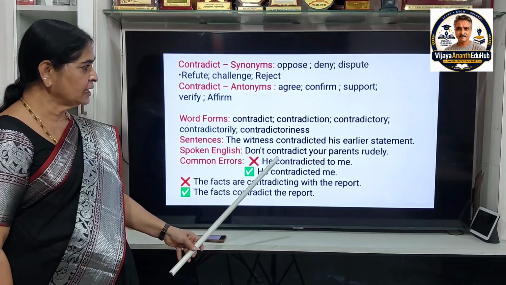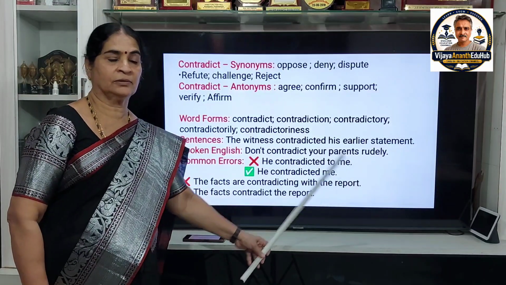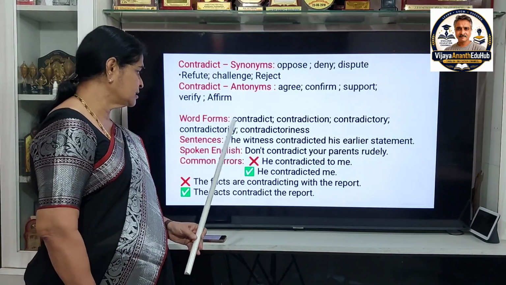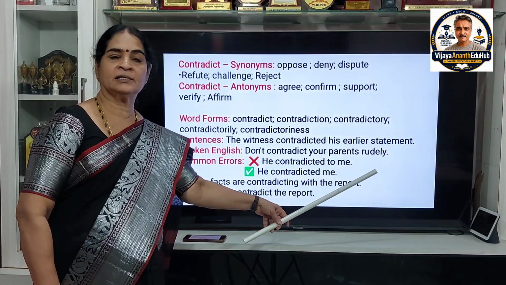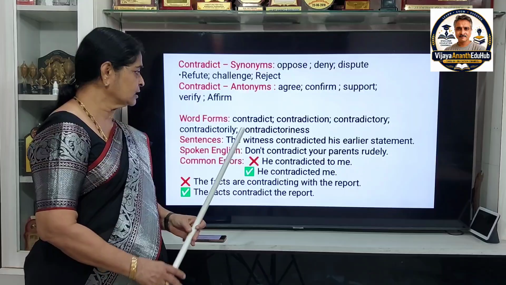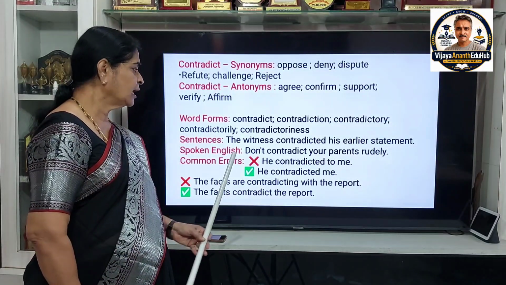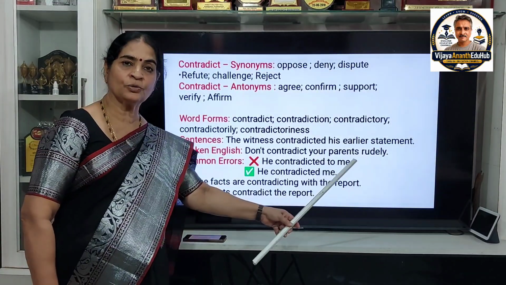Sentences: The witness contradicted his earlier statement. This is the usage in a sentence. Don't contradict your parents rudely. It's a useful one for those who are practicing spoken English. Don't contradict your parents rudely.